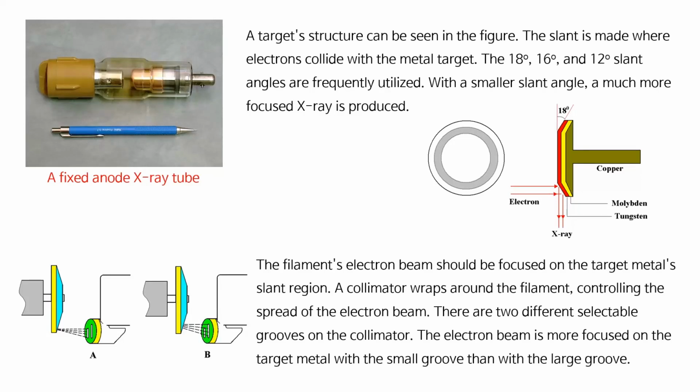This picture shows the fixed anode X-ray tube. The size is very small. The length of the tube is less than 20 centimeters. So this is a fixed anode X-ray tube.